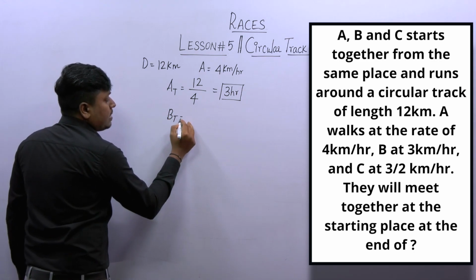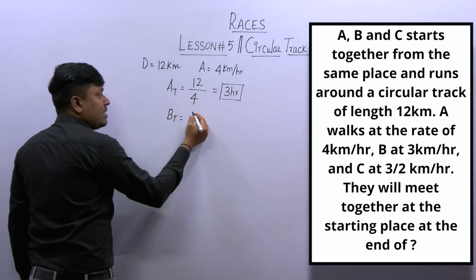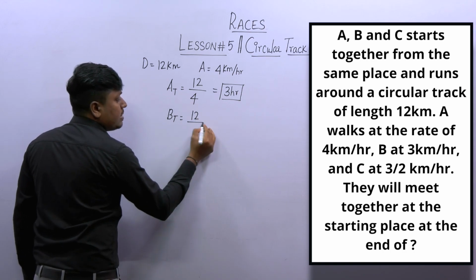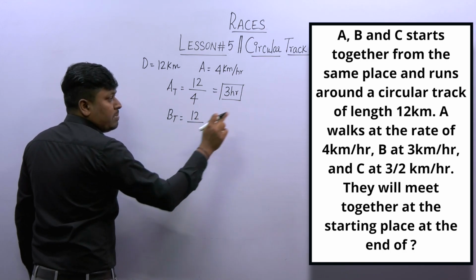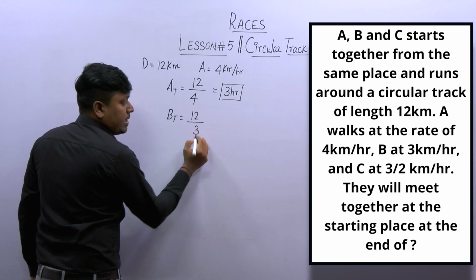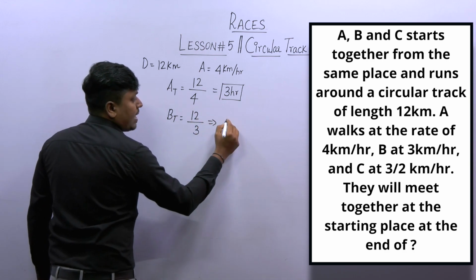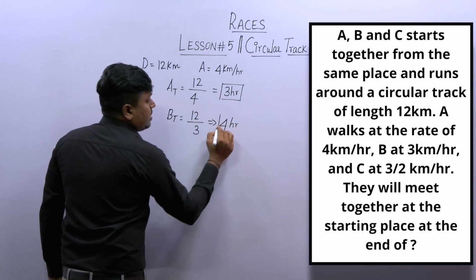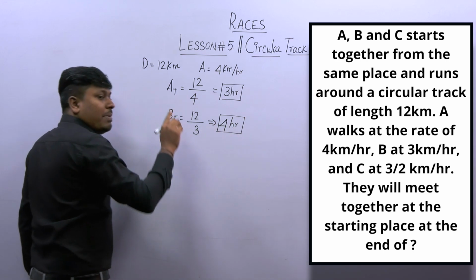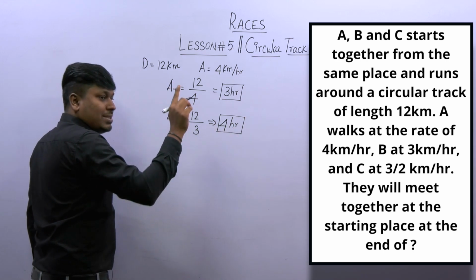Okay. So B, time taken is distance divided by speed. The distance is 12 kilometers divided by the speed. B is running at a speed of 3 km per hour. So finally, if you cancel, the value is 4 hours. So B will take 4 hours to make one complete rotation, that is one circular track.